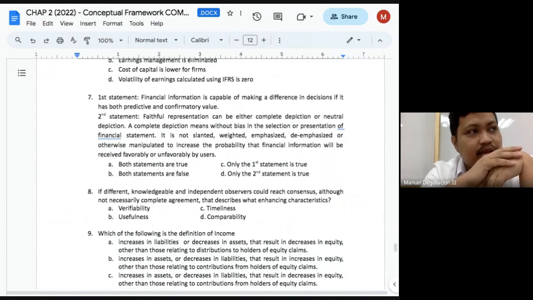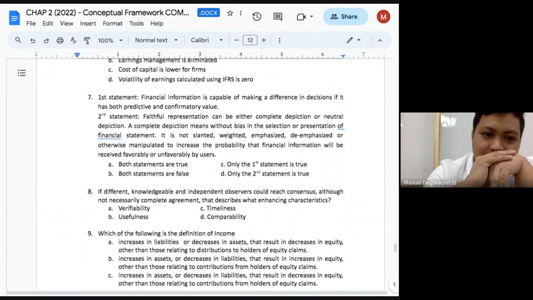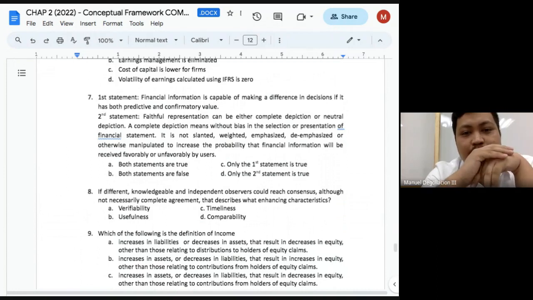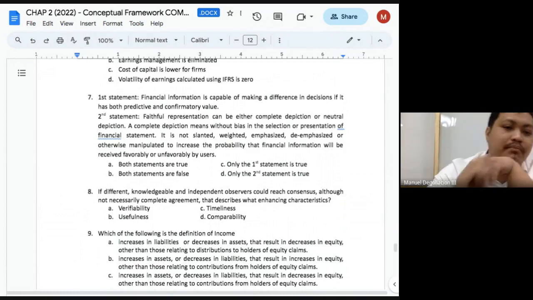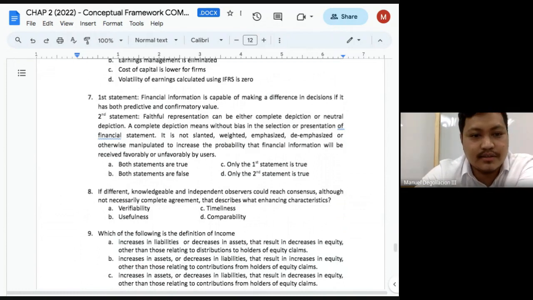Definitely, the second statement is a false statement for two reasons. What are the components of your faithful representation? It's not just completeness and neutrality, it also has freedom from error. But what makes the second statement wrong is that what is being described here is not complete depiction but neutral depiction. So that's why the answer for number 7 would be letter B. Both statements are false.